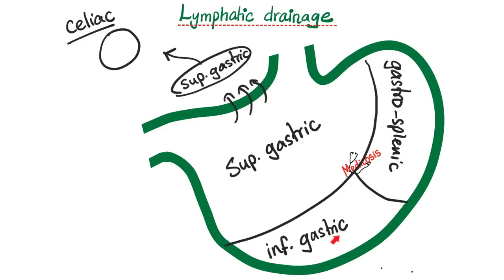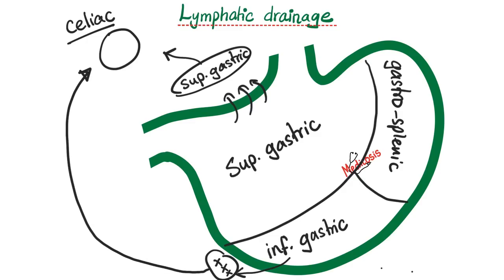Next, let's go to the inferior gastric area. The inferior gastric area will drain to the inferior gastric lymph nodes. They carry the same name. Then the inferior gastric lymph nodes will also drain to the celiac group of lymph nodes.